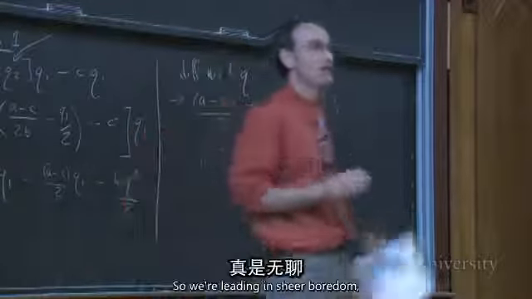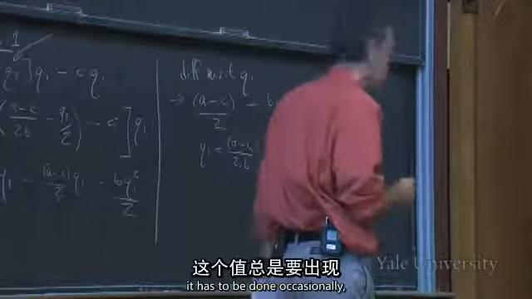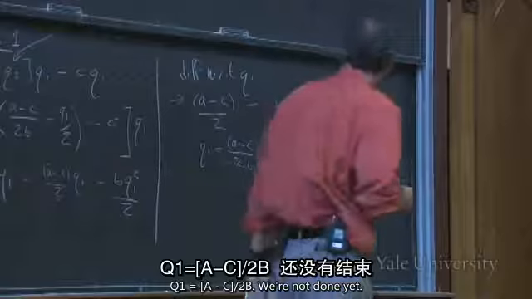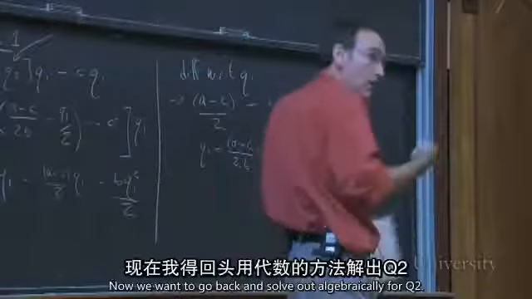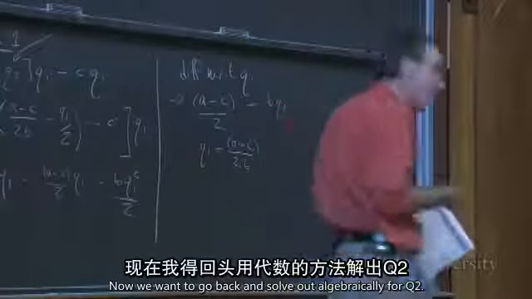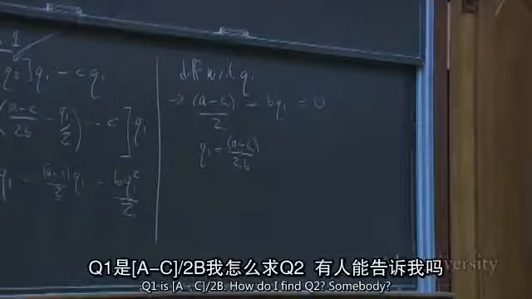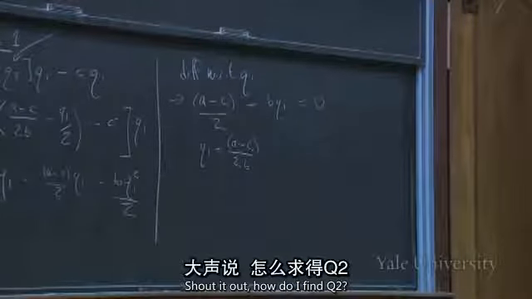Some people are leaving in sheer boredom. It has to be done occasionally. Q1 is (A minus C) over 2B. And we're not done yet. Now we want to go back and solve that algebraically for Q2. I know what Q1 is now. Q1 is (A minus C) over 2B. How do I find Q2? Somebody, shout it out. How do I find Q2?